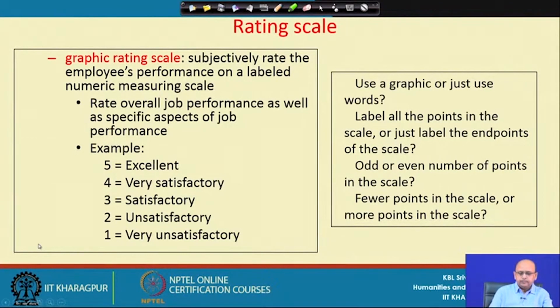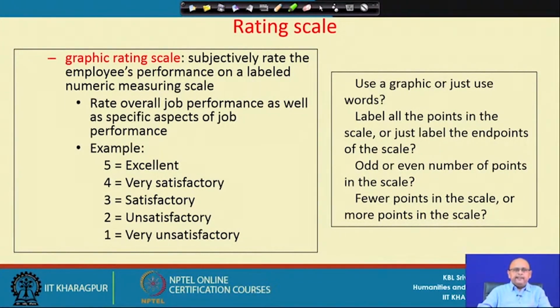Now, look at it. Rating scales, this is the most common form of rating used by organizations among the employees, right. So, when you are going to rate them, basically you are looking at the performance and you have labeled numeric measuring scales, like performance is measured against this 5-point scale. So, you are measuring overall job performance or a specific aspect of the job performance using this example. 5 is very excellent. So, if performance is very good, he gets a 5 rating. If his performance is very unsatisfactory, then he gets 1, right.